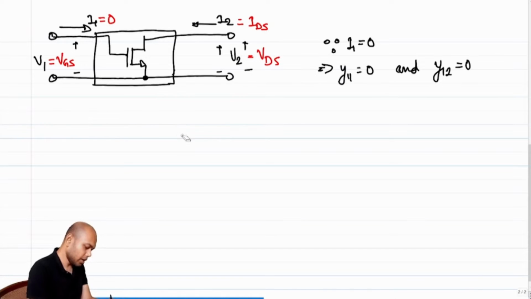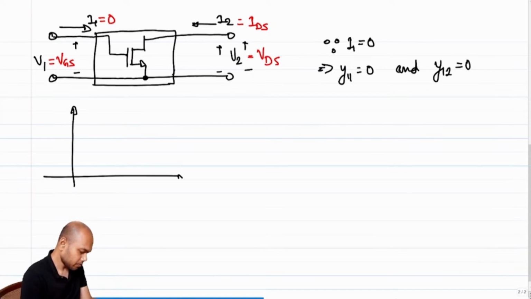So what are the other two things that we need to bother about? Y21 and Y22, right? So how do I get Y21? From which plot should I get Y21? In order to get Y21, I need to find out the current voltage relationship between I2 and V1, right? Now what is I2 for a MOSFET? By the way, we have sketched I2, which is nothing but IDS.